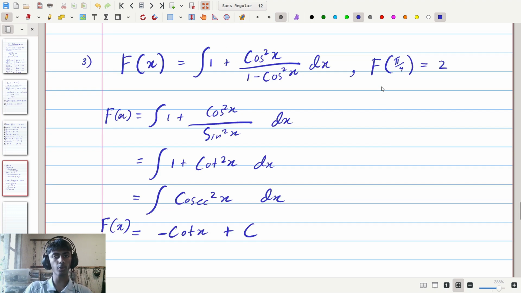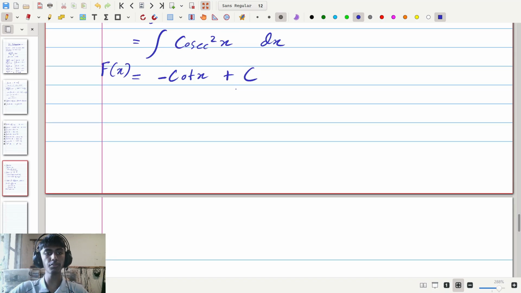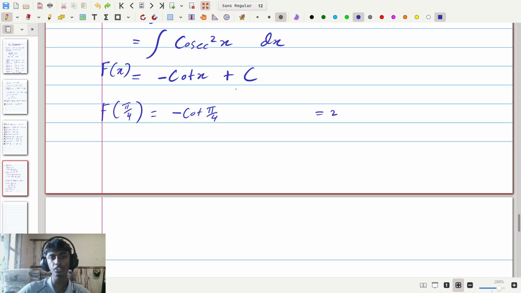However, we also know that f of pi by 4 is equal to 2. So we can substitute pi by 4 into this expression. We know that x is pi by 4. Therefore, negative cotangent of x is going to be negative cotangent of pi by 4. As for the plus c, it remains as it is because c is a constant relative to x.